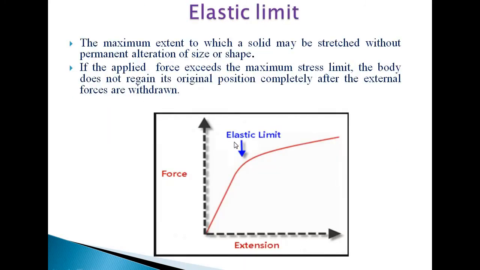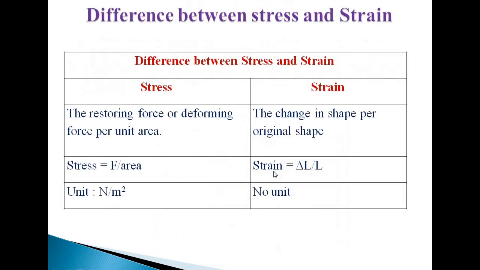Elastic limit. The graph shows a graph drawn between force and extension. The blue arrow mark indicates the elastic limit. Below the elastic limit, the particle or object regains its original position. That is elastic deformation. Above the elastic limit, the particle or object does not regain its original position. So, this is the elastic limit. This is the initiation point of plasticity.